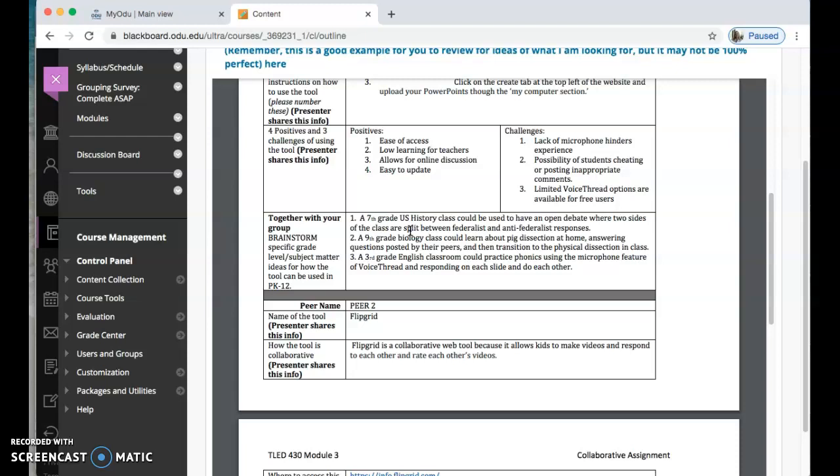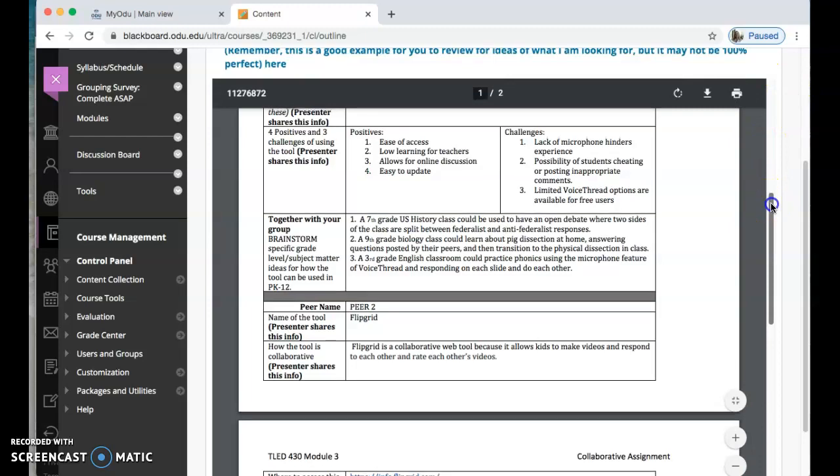But what is a specific use for a teacher? And so you could either choose an SOL, or you could just say a grade and subject. So these students came up with a 7th grade history class could use VoiceThread to have an open debate where kids are posting different sides of the Federalist and Anti-Federalist. Pretty neat. In a 9th grade bio class, they could dissect a pig at home. Then they could post and answer questions with their peers. And in a 3rd grade class, you could use the microphone feature, and students could respond to each other and the words that they're working on. So really good collaborative examples here.